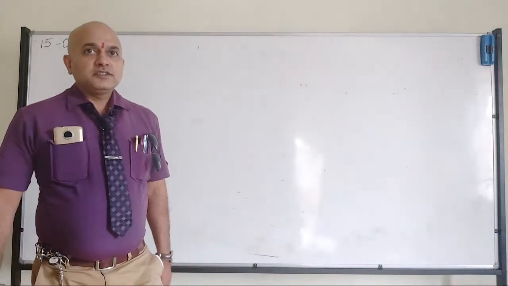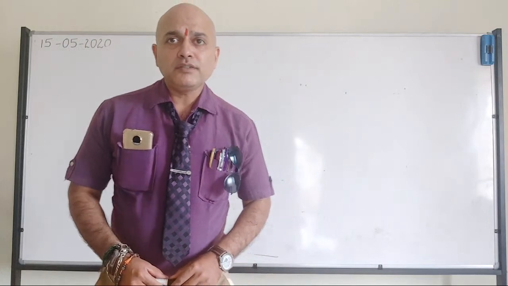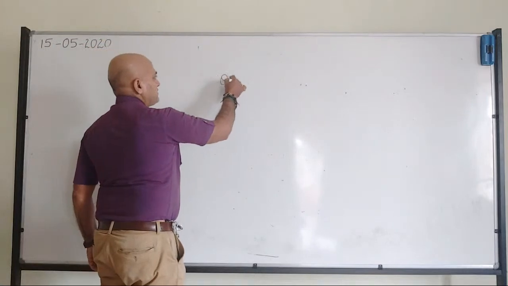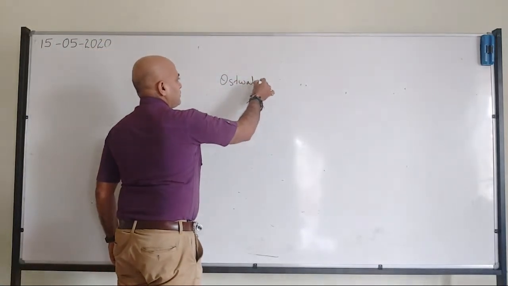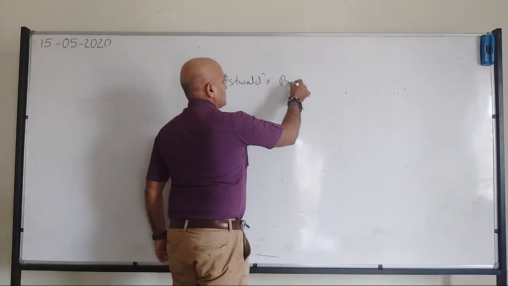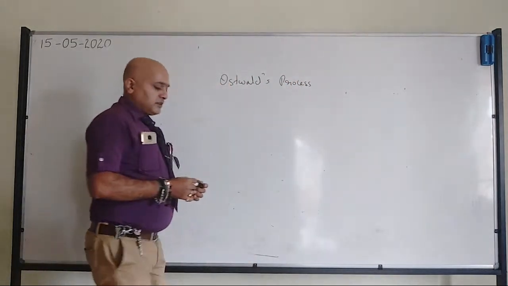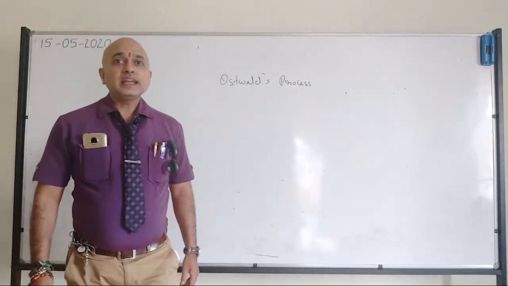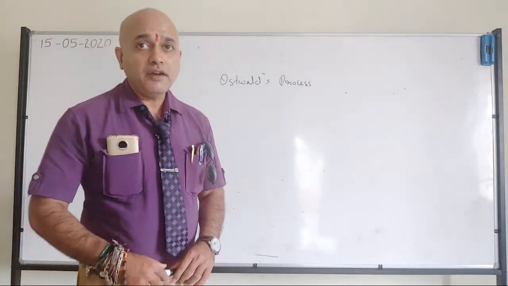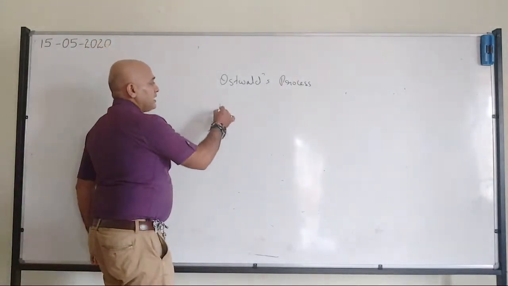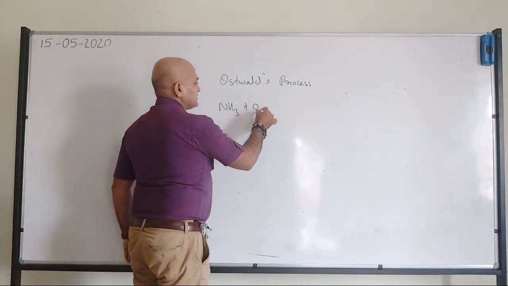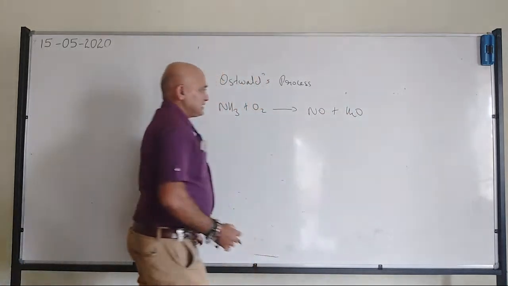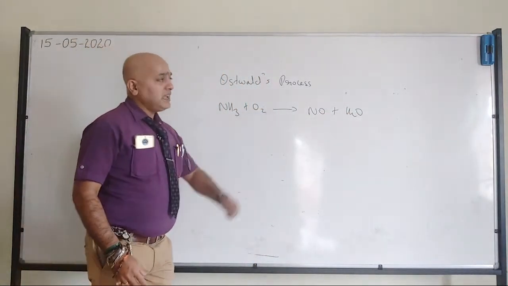Okay, fine. So what I will do is I will brief about whatever has been discussed in the last class. So very important one we have discussed is Ostwald's process. Right? So what is Ostwald's process? It is a commercial preparation of nitric acid, where ammonia will be oxidized to the respective nitric oxide and water. That is the first step where ammonia will be oxidized.